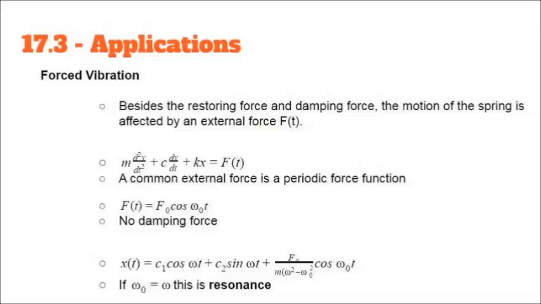x of t is equal to c1 cosine omega t plus c2 sine omega t plus f naught over m times (omega squared minus omega naught squared) times cosine omega naught t. If omega naught is equal to omega, there is resonance.